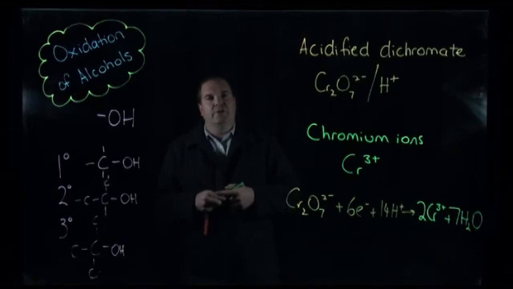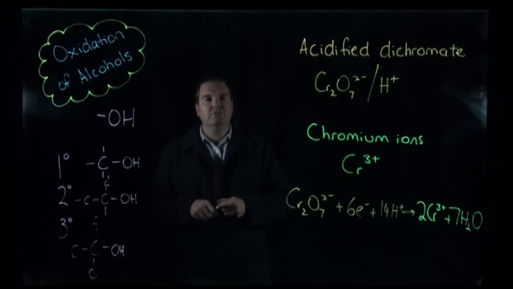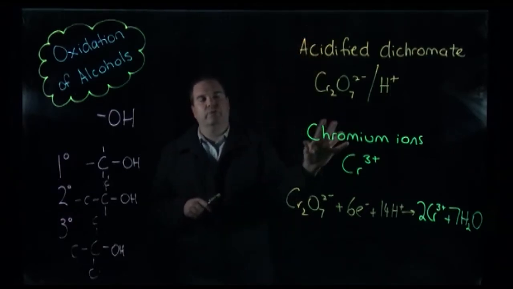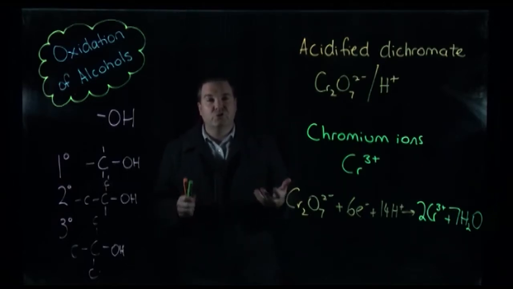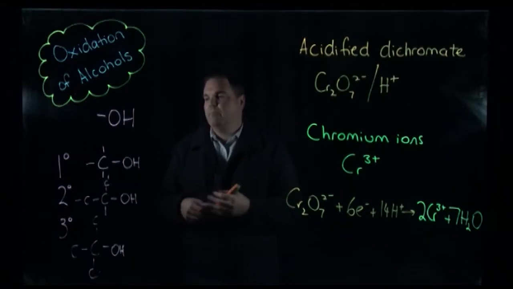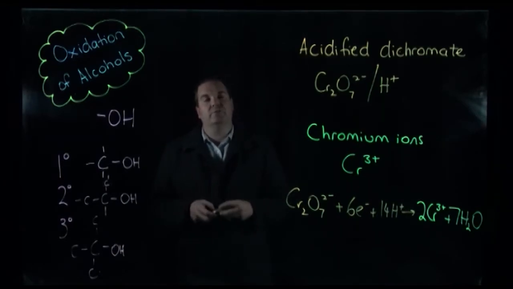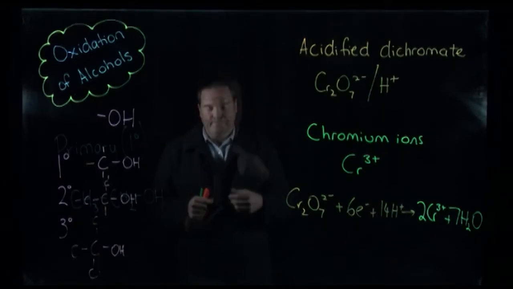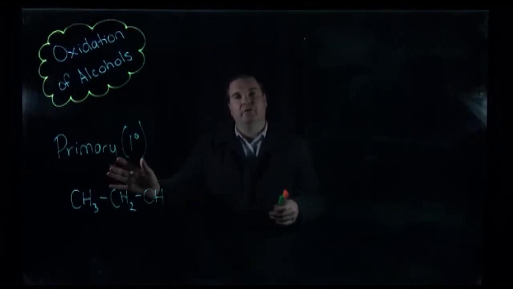And so it's a very clear reaction to be able to see when an alcohol has undergone oxidation, because you've got this very clear orange to green colour change as your dichromate goes to chromium. So what I'm going to do is show you what reactions happen, because a primary, a secondary and a tertiary alcohol all react differently with acidified dichromate, which is how we can actually tell the difference between them.